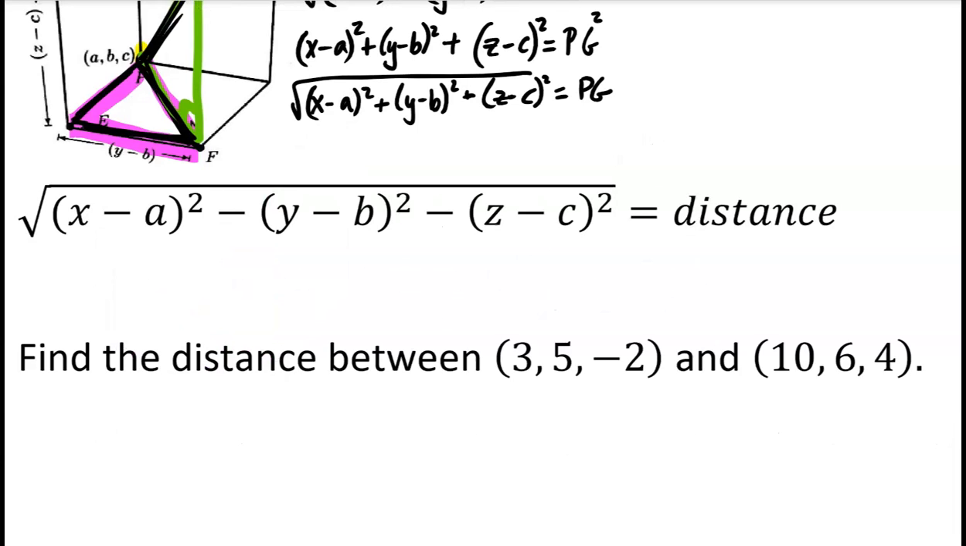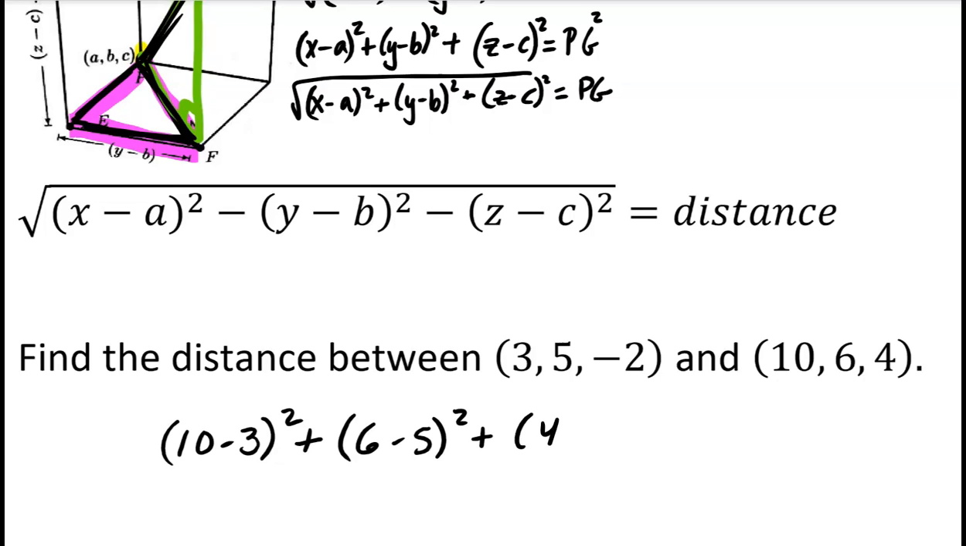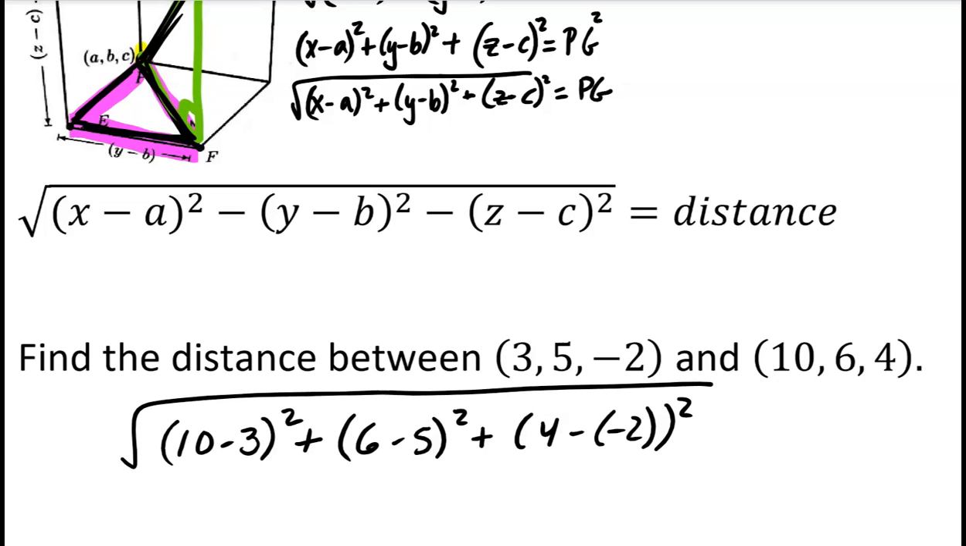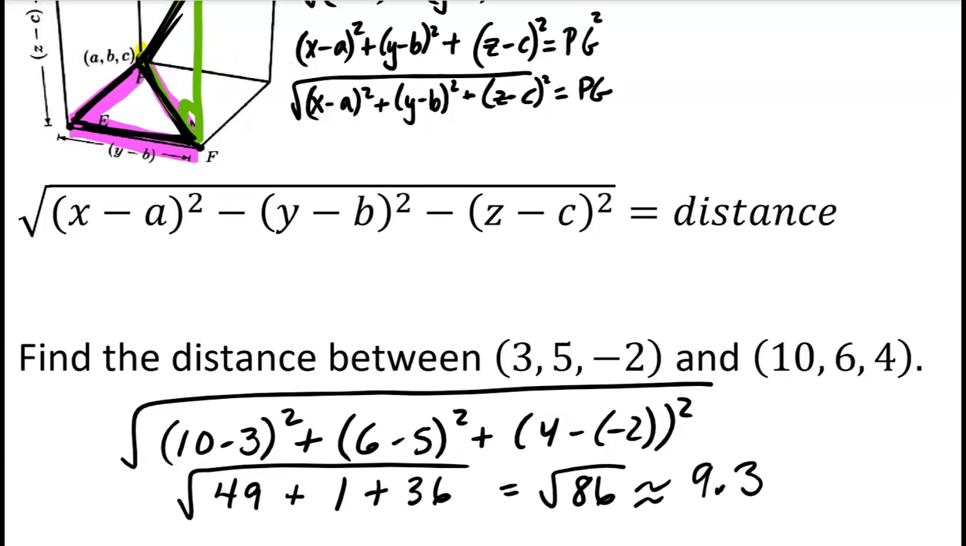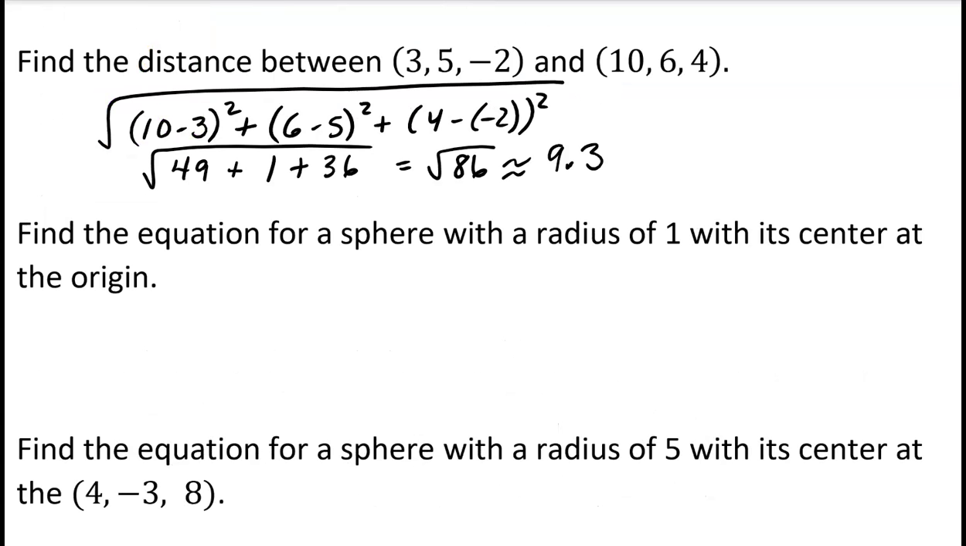Let's find the distance between these 2 points, 3, 5, negative 2, and 10, 6, 4. So I'm going to subtract the x coordinates and square them, and I'm going to add that to the difference of the y coordinates squared, plus the difference of the z coordinates squared. And then I'll take the square root of that quantity. And I end up with the square root of 86, which is approximately 9.3 on your calculator.